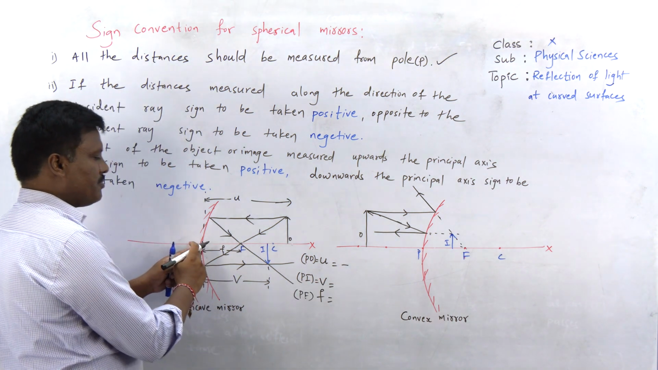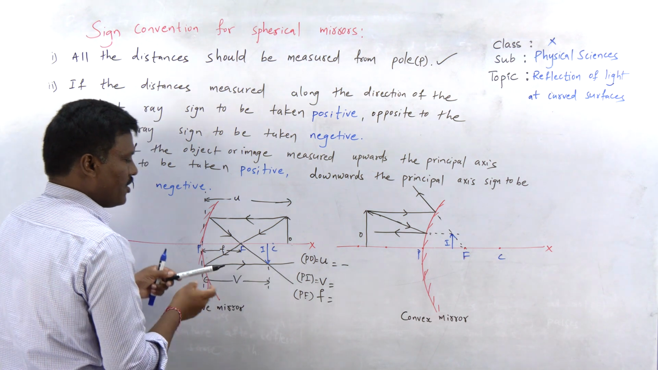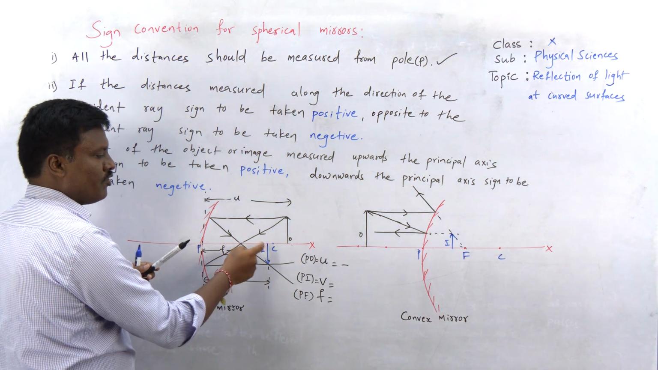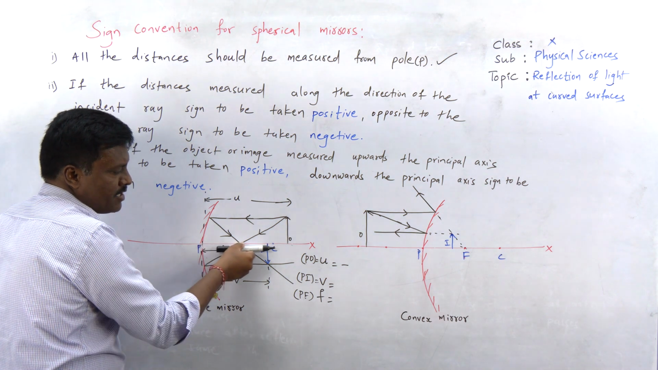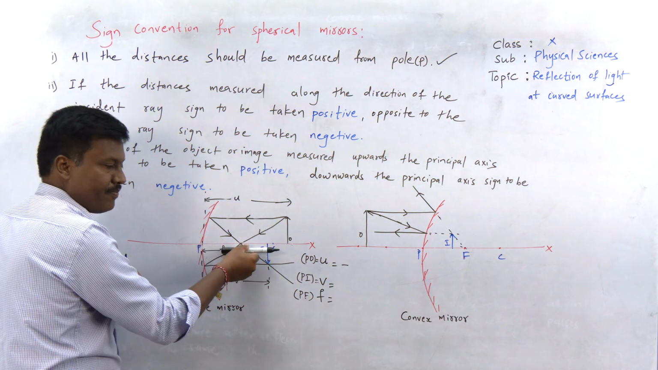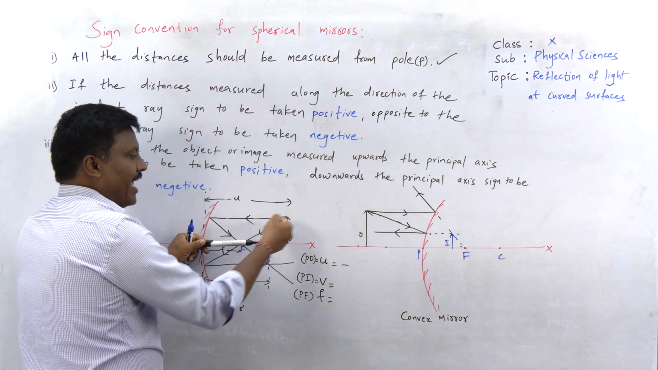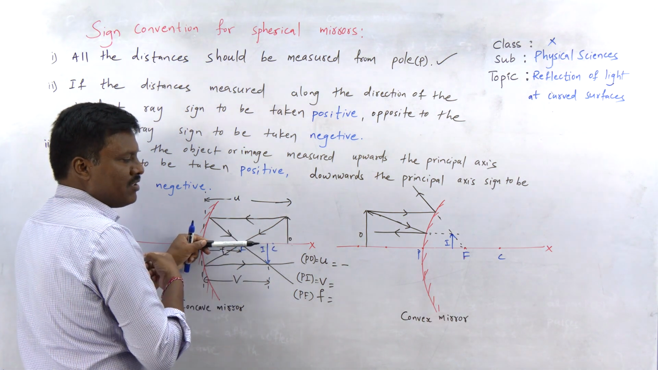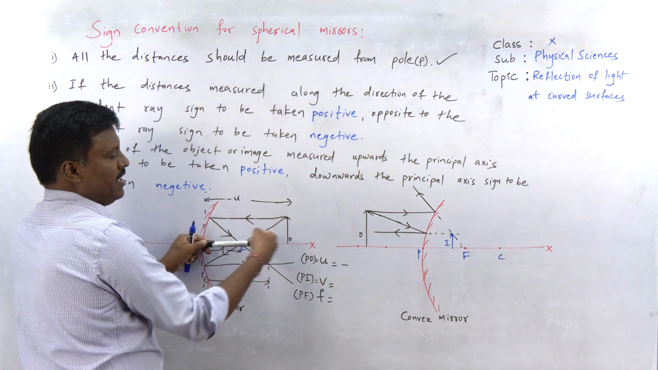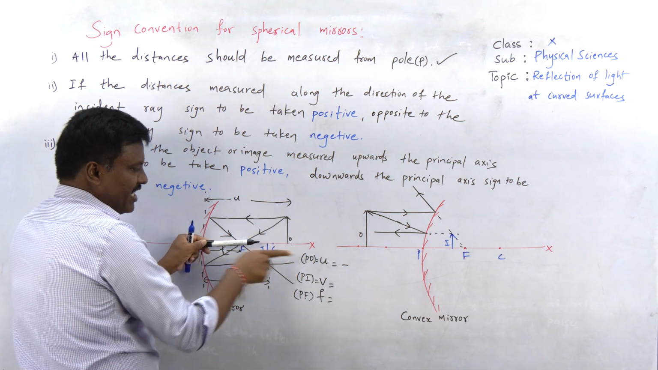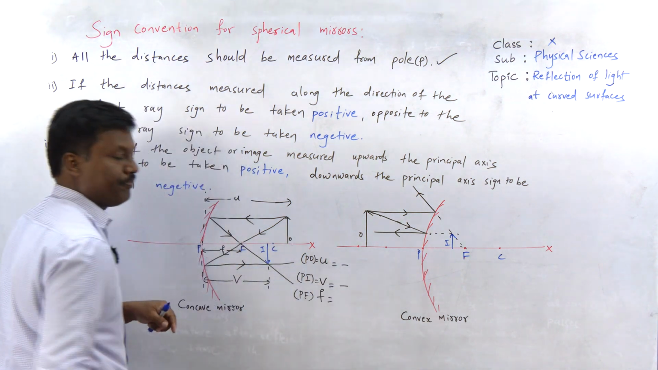Image distance. The distance between pole and image is called image distance. Now I want to measure this v. So I have to start from P and go towards I, moving from P to I this way. This is my direction of measurement. Is my direction of measurement along the direction of the incident ray or opposite to it? Opposite. You see, this is the incident ray, but we are moving this way. We are moving opposite to the incident ray. Then sign to be taken negative.